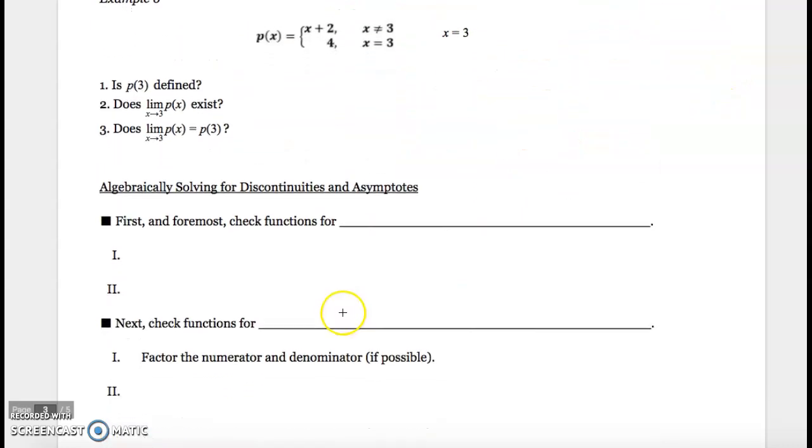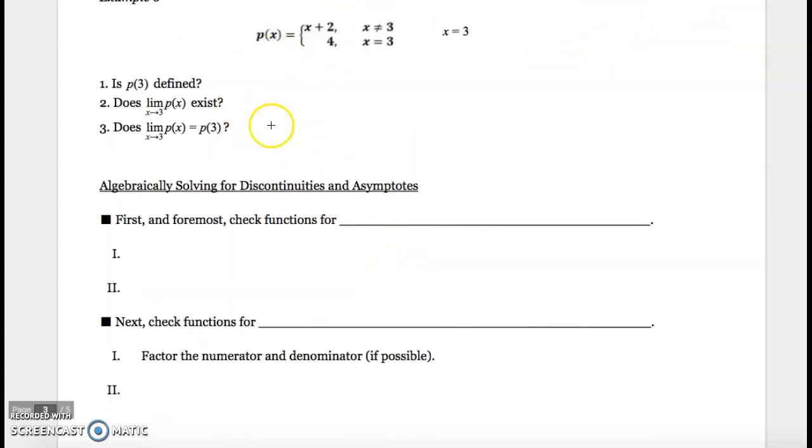All right, last but not least, we're going to do this last example and then we'll take a break from our notes. Is p of 3 defined? If I plug 3 into this function, where can I actually equal 3? It'd be at this bottom set. So p of 3, when I plug 3 in, I get 4. So that's defined. Then does my limit exist? Let's do my left-hand limit and my right-hand limit. Approaching 3 from the left-hand side, plugging in things close to 3 but a little bit less than 3, I'll use the top part, which would be 3 plus 2, which would be 5.